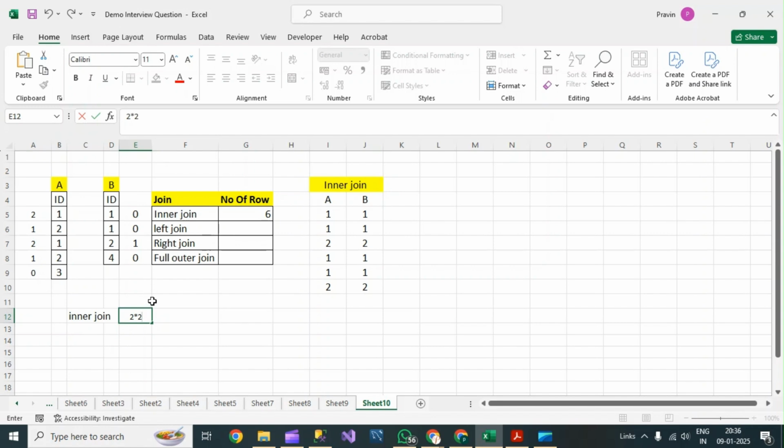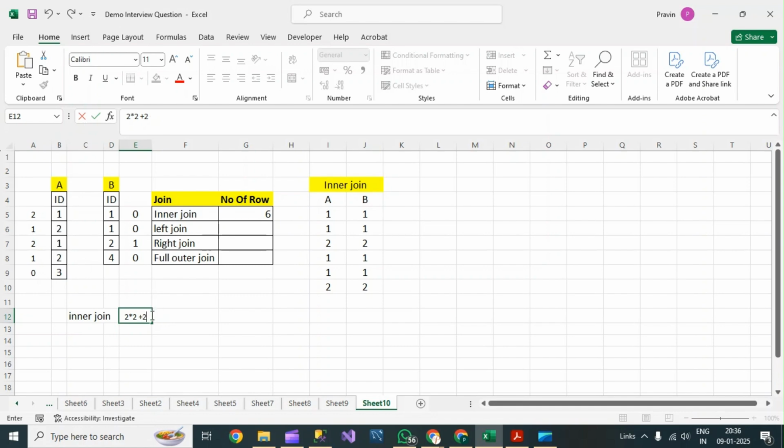So I will again add 2, okay, 1 into 2, then plus. So this 1 into 2 is only for the one element. This is the one. Then we will go for the next element. The next element is the 2. How many times is 2 repeated in the b side table? It will be repeated two times.